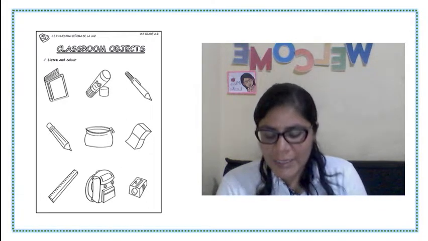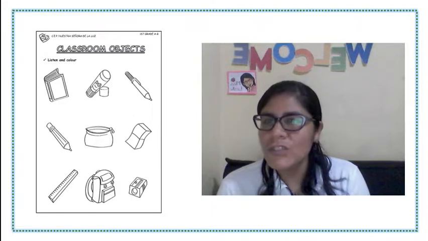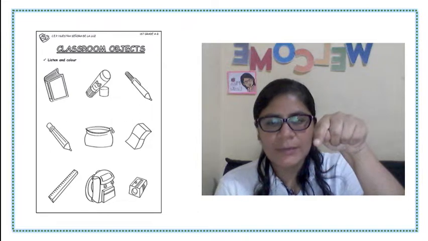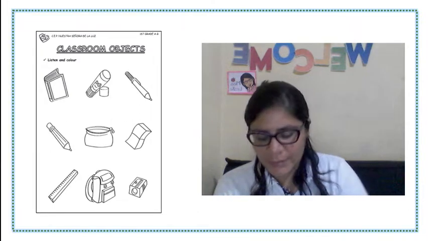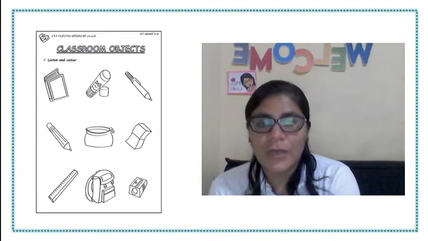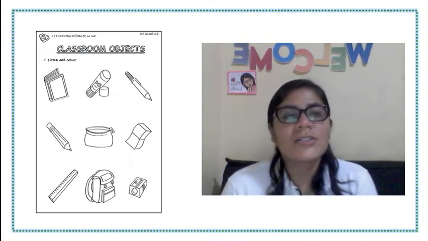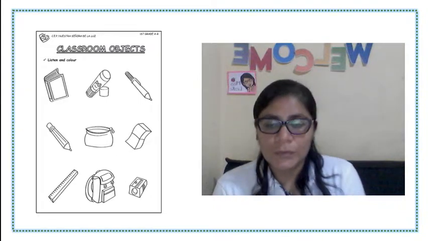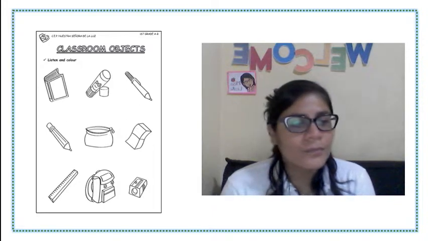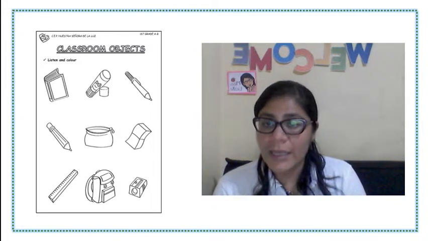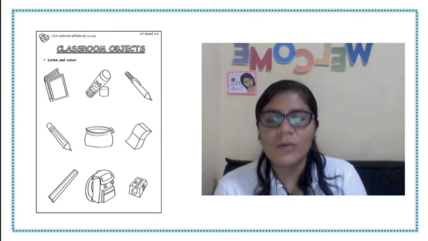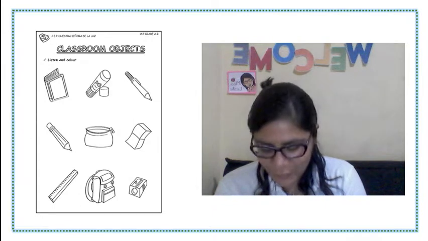Now, number two, second, can you see the sharpener? Where is the sharpener? There. Point to the sharpener. Color the sharpener blue. Okay? Sharpener is color blue. Okay? Now you can pause the video. Don't forget. Pause the video and finish coloring. Yes? One, two, three. Very good.